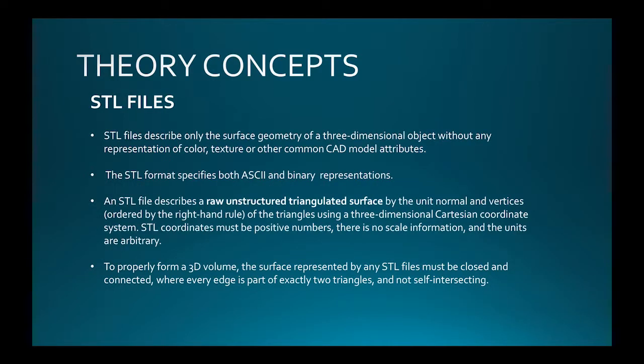The next theory concept we must know is what an STL file is. It describes only the surface geometry of a three-dimensional object without any representation of color, texture, or other common CAD model attributes. For our problem, it's important to know that an STL file describes a raw and structured triangulated surface, which means that we must define the surface of our geometry with a triangulated mesh. We also must know that the normals must be unit and the vertices must be ordered by the right-hand rule, and they must point outside.